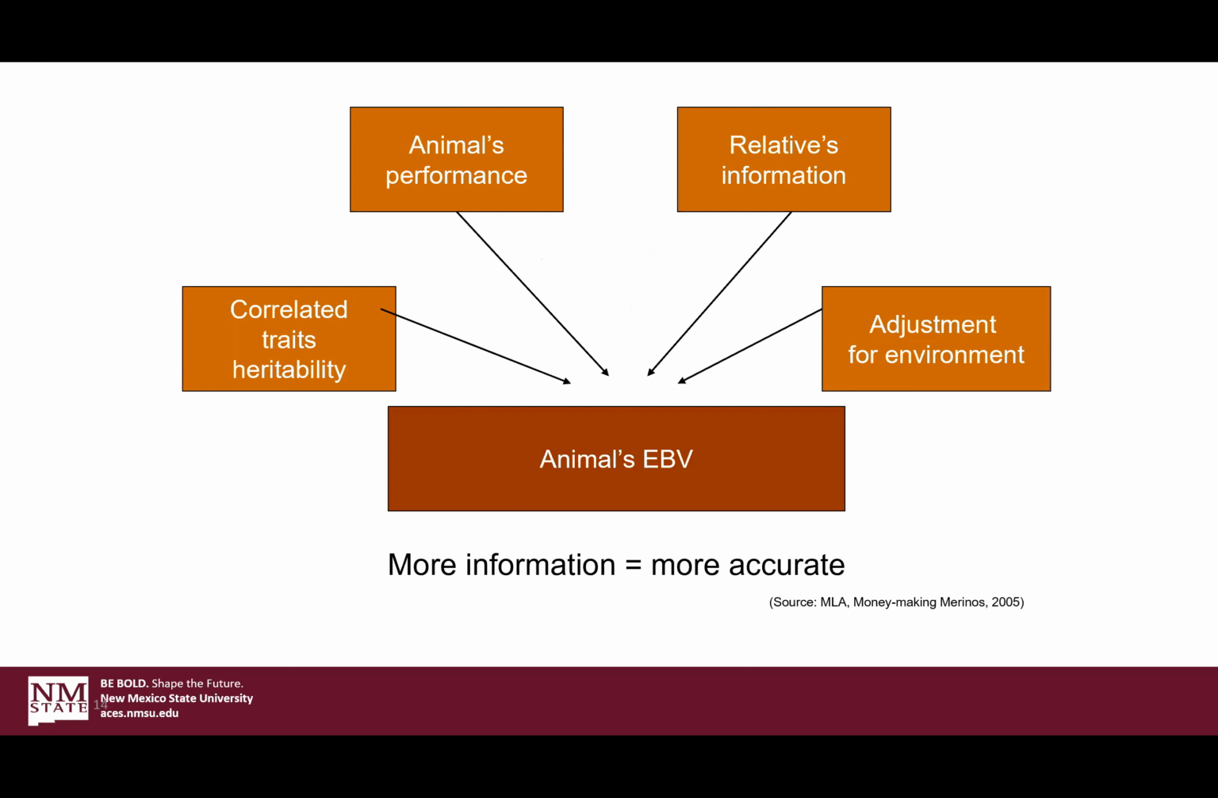So similar to EPDs, it is a collection of data to include the actual performance of an animal, the relatives, meaning down into that ram's pedigree, what their performance was, adjusting for the environment, which really influences how heritable a trait is, and then the correlated traits and their heritabilities as well. The more information you have that go into these values, the more accurate those values are, and the more ensured you are that these animals are going to do what they say they're going to do.